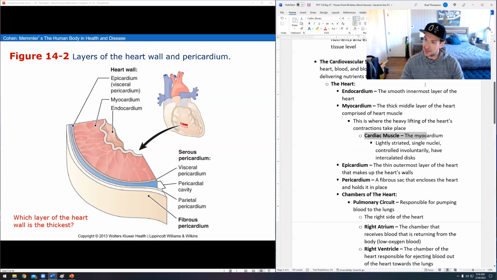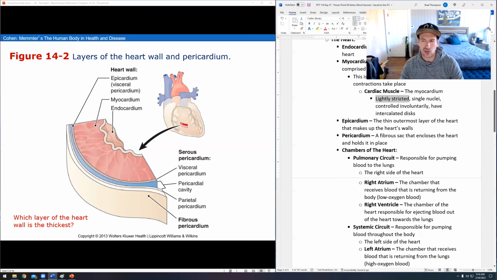So cardiac muscle is a little bit different from skeletal muscle. It's striated, but lightly, not as heavily striated as skeletal muscle. It's got single nuclei instead of multiple nuclei. Your skeletal muscle has a lot of nuclei because we need to be able to grow skeletal muscle a lot better, and having more nuclei allows that to happen. Cardiac muscle is involuntary, whereas your skeletal muscle tends to be very voluntary. We don't have any control over our heart. It is strictly designated to the autonomic part of our nervous system.